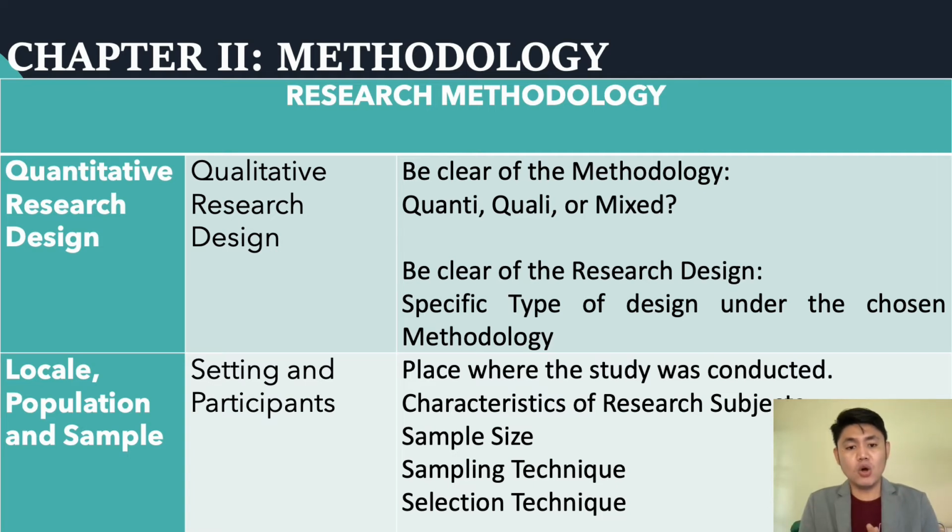Aside from that, you also have to present your selection technique. Suppose you said you will get 100 individuals as samples. How will you choose these 100 individuals from the thousands of people in your population? Shall you do random sampling? In random sampling, you draw the number of the person and that is the one you choose. That's random sampling. Or will you do convenience sampling?